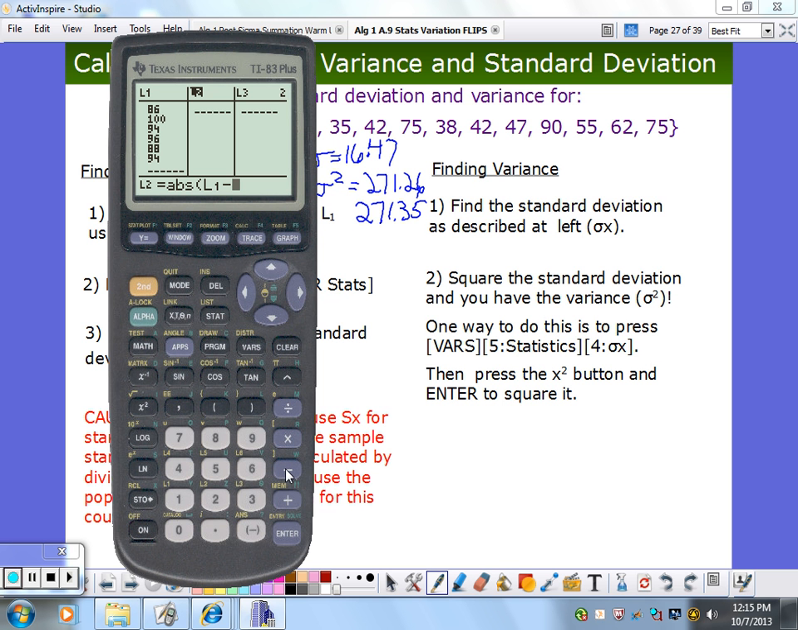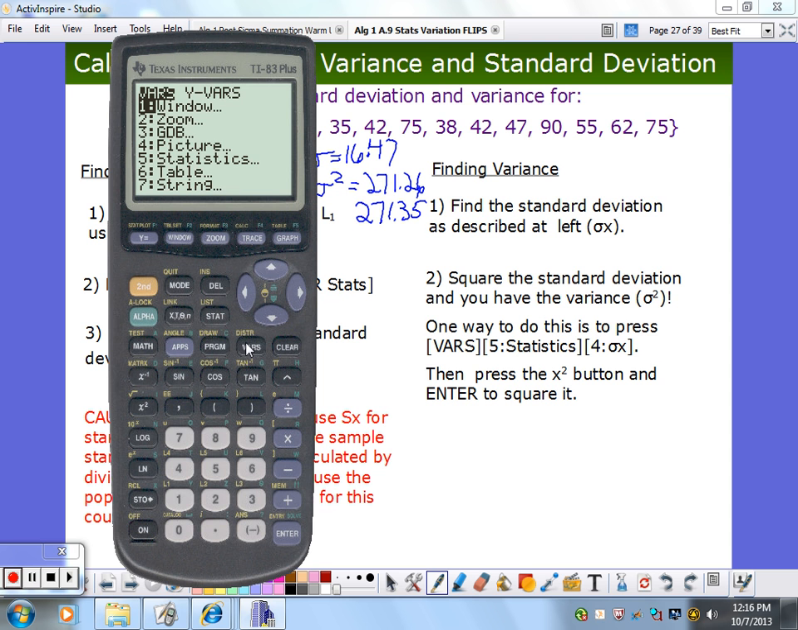Minus each x minus the mean, right? Now, if the mean's a nice easy number, you can just type it in. What was the mean for this one? 93. You can just type in 93. Or, I'm going to go back now and delete that 93, because there's a way to get it from the calculator. And it's our friend VARS.